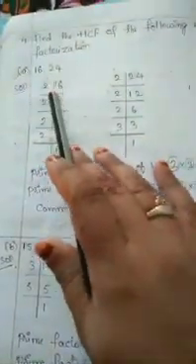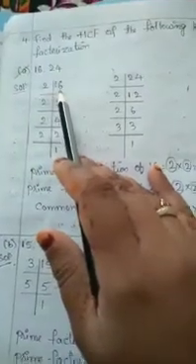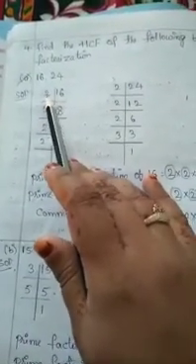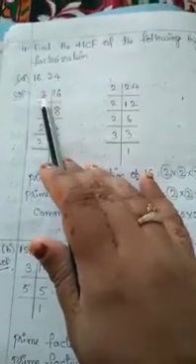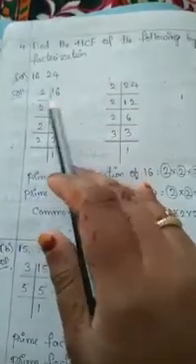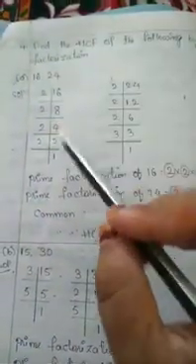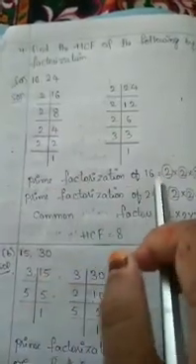Find the HCF of the following by prime factorization. The first question is 16, 24. Firstly, 16. Let us take the small number, that is 2. 16 divided by 2 is 8, 2 fours are 8, 2 twos are 4, 2 ones are 2. So the prime factorization of 16 equals 2 into 2 into 2 into 2.